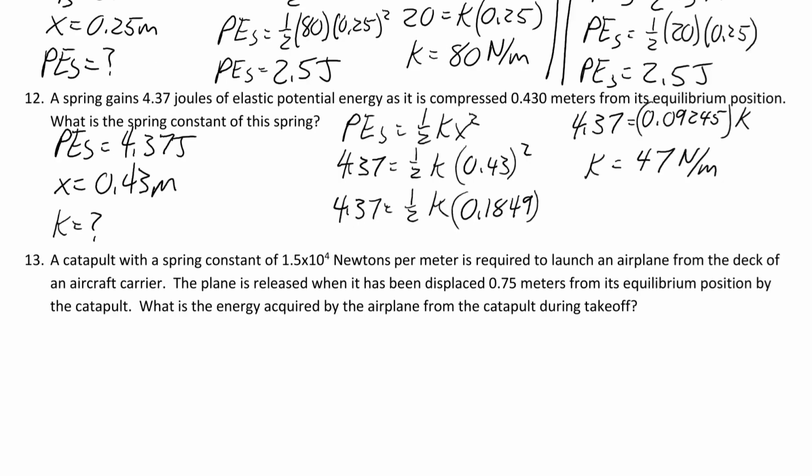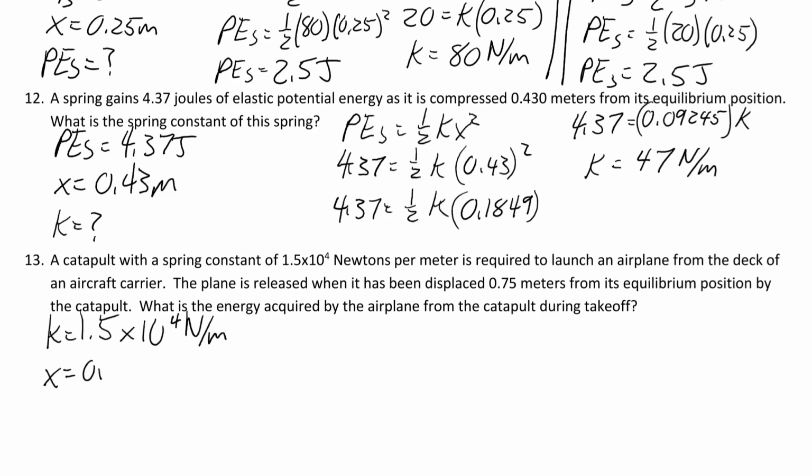Okay, last question. A catapult with the spring constant, so k is equal to 1.5 times 10 to the 4 newtons per meter, is required to launch an airplane from the deck of an aircraft carrier. The plane is released when it has been displaced 0.75 meters from its equilibrium position.